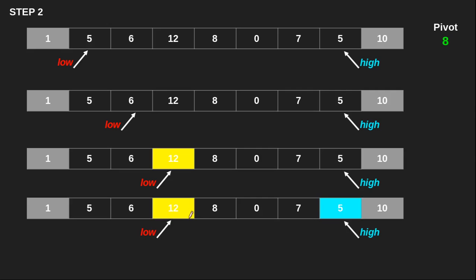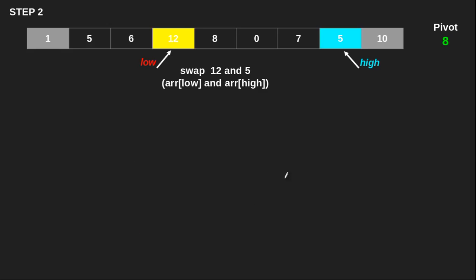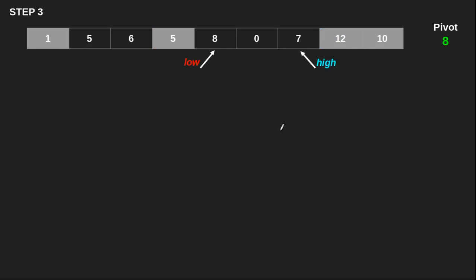So what I found here, 12 and 5 should be swapped, right? So after I swap these two, I will have 5 and 12. Okay. Now let's look at this. Low now points to the element 8, and high points to the element 7, right? So low, 8, compared to 8, is not less than the pivot, right? So that's why we will mark it to swap later.